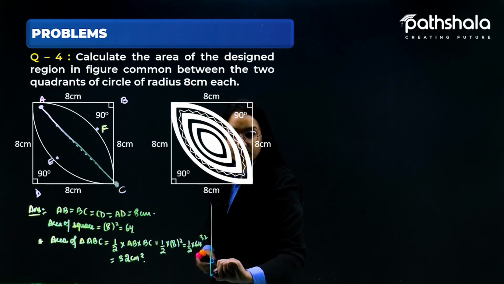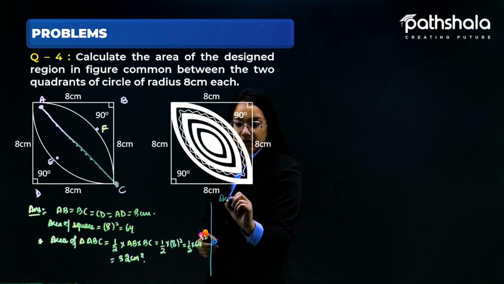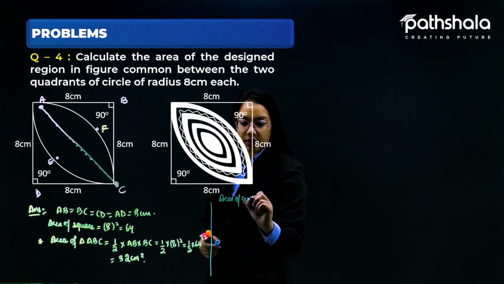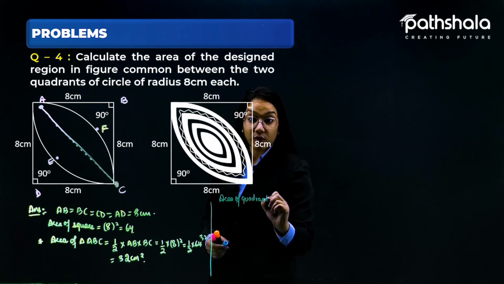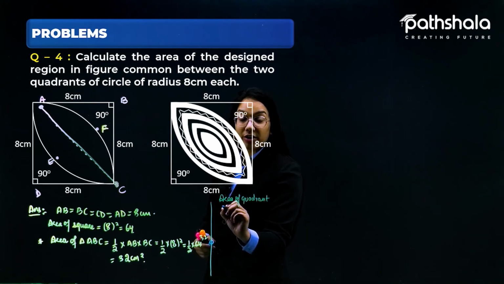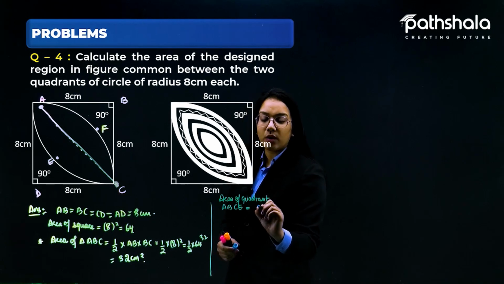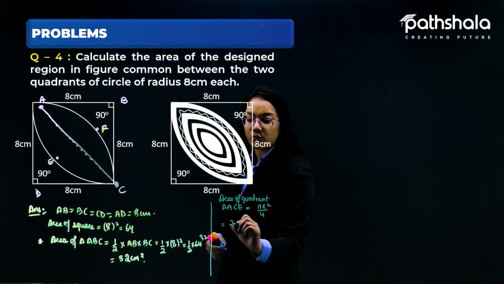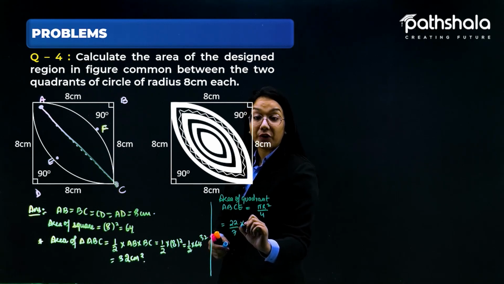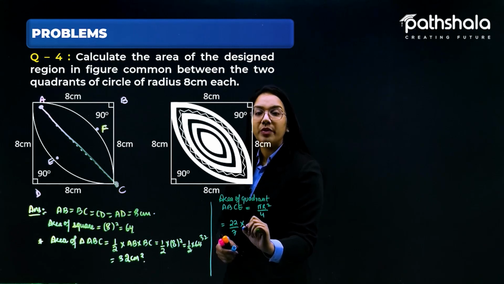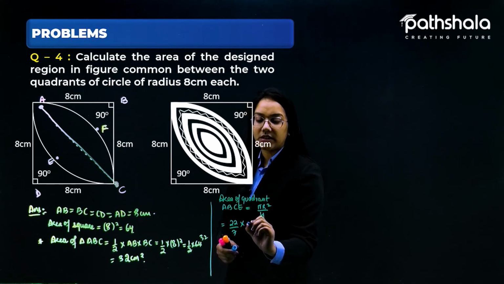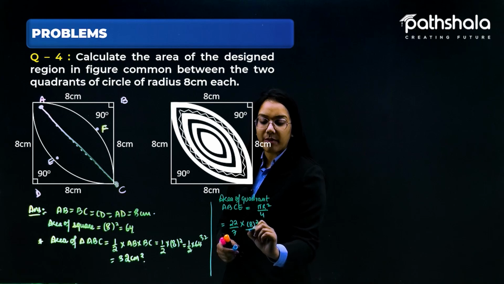So let us suppose I'm just starting with finding out the area of the quadrant, which is nothing but ABCE. So this would be equal to pi r square divided by 4. Here I am taking the value of pi as 22 by 7. So 22 by 7 into radius. Since you can see by yourself that the radius of this particular quadrant is 8 itself, so this is 8 square divided by 4.